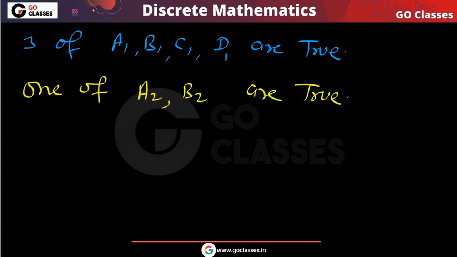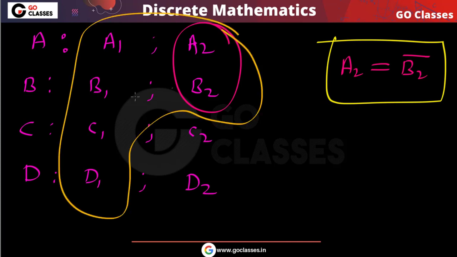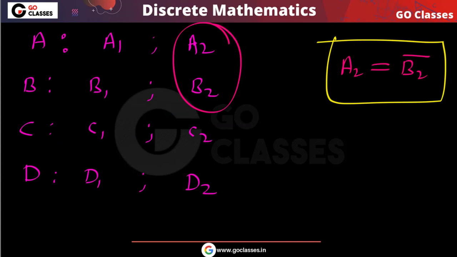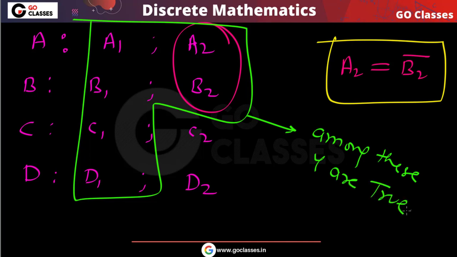Okay, so you can notice very easily, three of these are true and one of these is true. So finally this is the conclusion I can say: among these, four statements are definitely true, because you can notice three of them are true, one of them is true. So I can say among these statements, four of them are true.